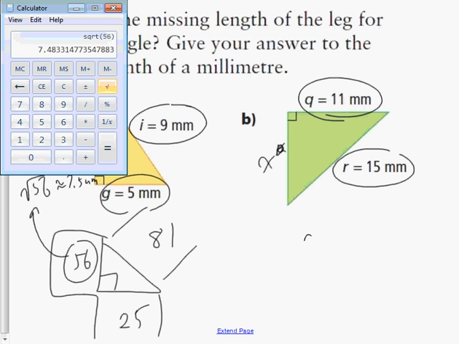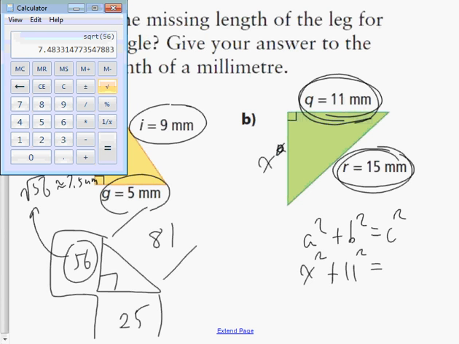This time I'm going to use a formula: a squared plus b squared equals c squared. Instead of drawing the squares, I'm going to write the formula. My a squared, we'll pretend we don't know it. It's x. But I do know my other leg, which is 11. So 11 squared plus x squared equals my hypotenuse squared, which is 15. x squared plus 121 equals 256.